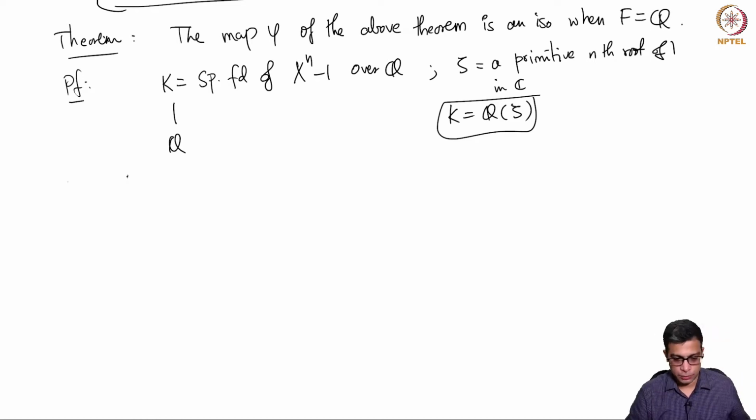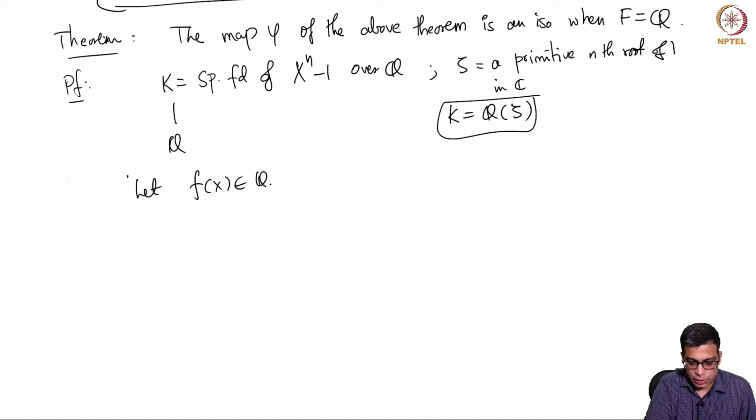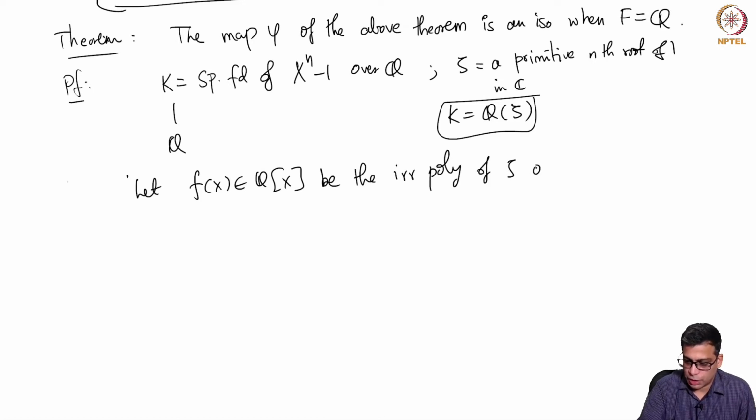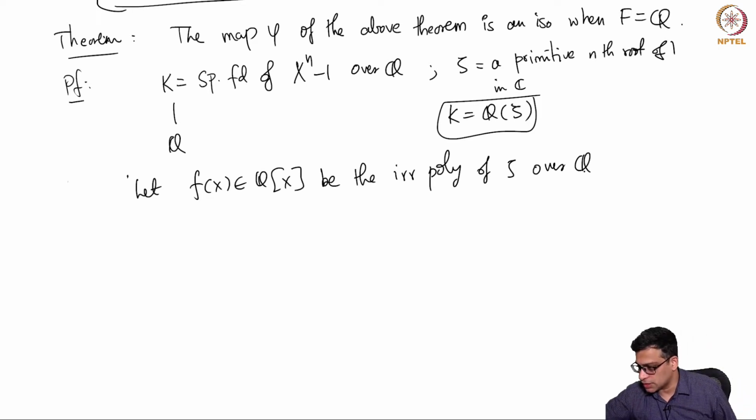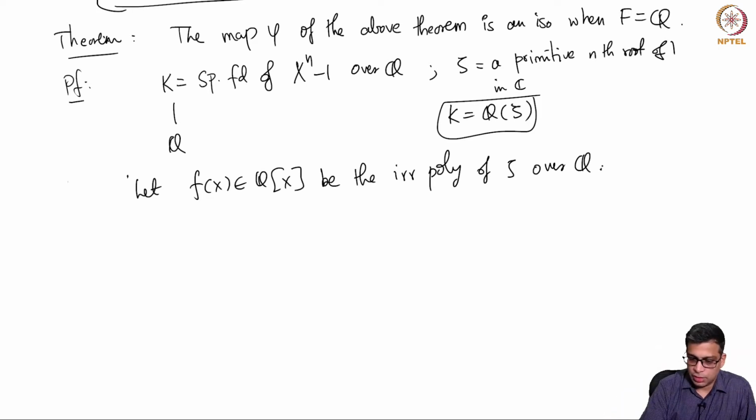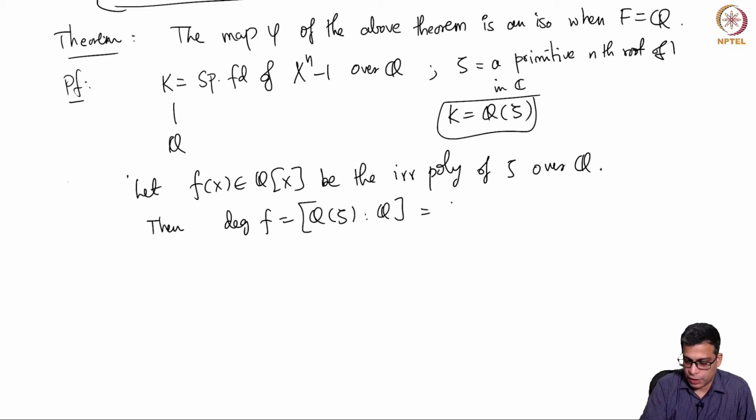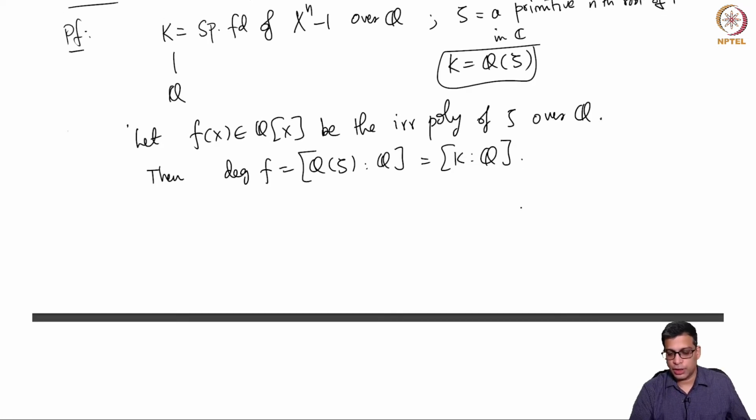So what are we going to do? We are going to do the following. Let f be the irreducible polynomial of the primitive nth root of unity zeta over Q. Then we know that the degree of f is the degree of the extension, by definition of the degree, but this is of course [K:Q], because K is Q(zeta).